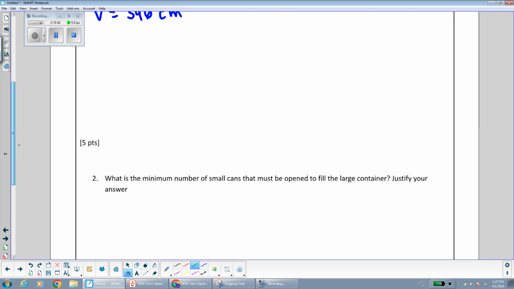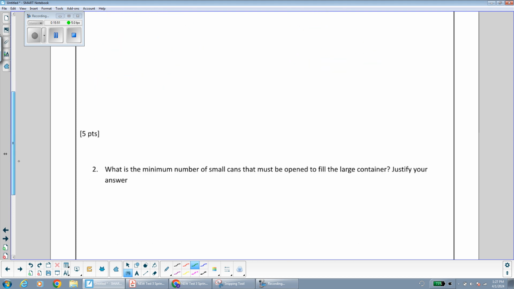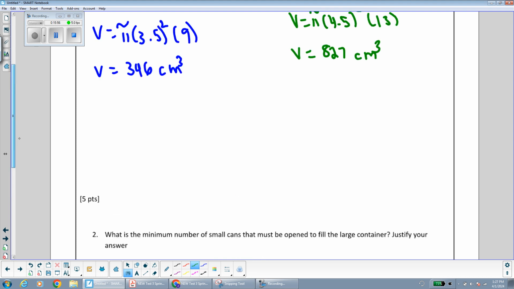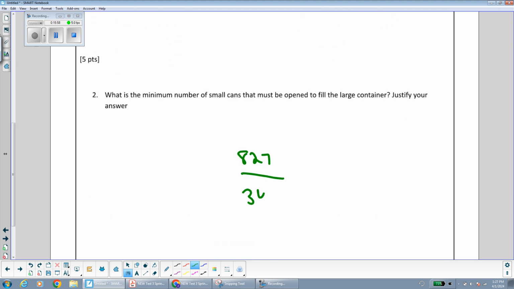Now, the next part is saying what's the minimum number of small cans that must be opened to fill the large container. So the large container was 827 cubic centimeters, and the small one is 346. So let's divide them.